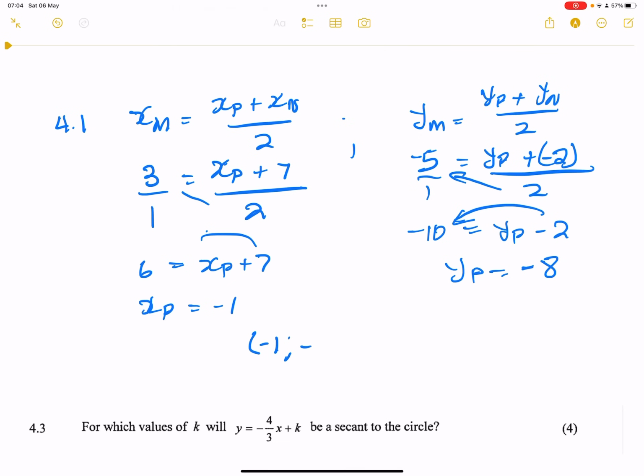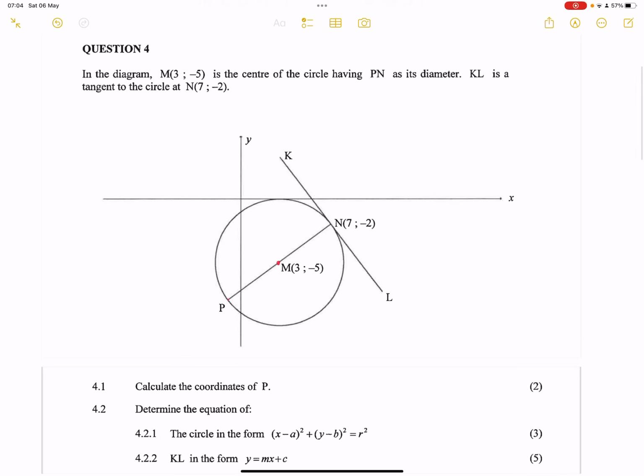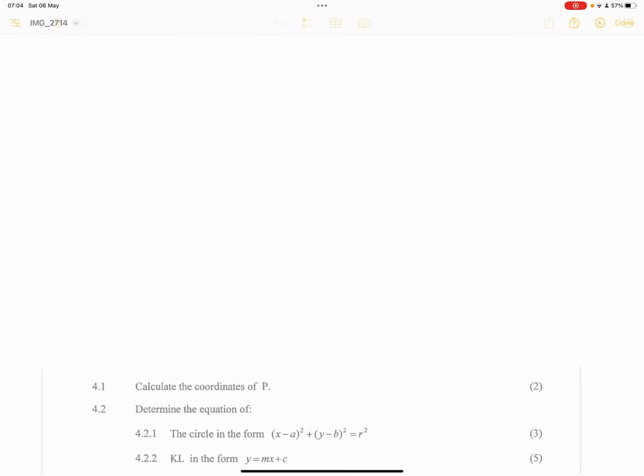So that's -1 and -8. We need to check: does the point P lie where both x and y are negative? And it really does look like that. So I'm going to write those coordinates there. That's -1 and -8.